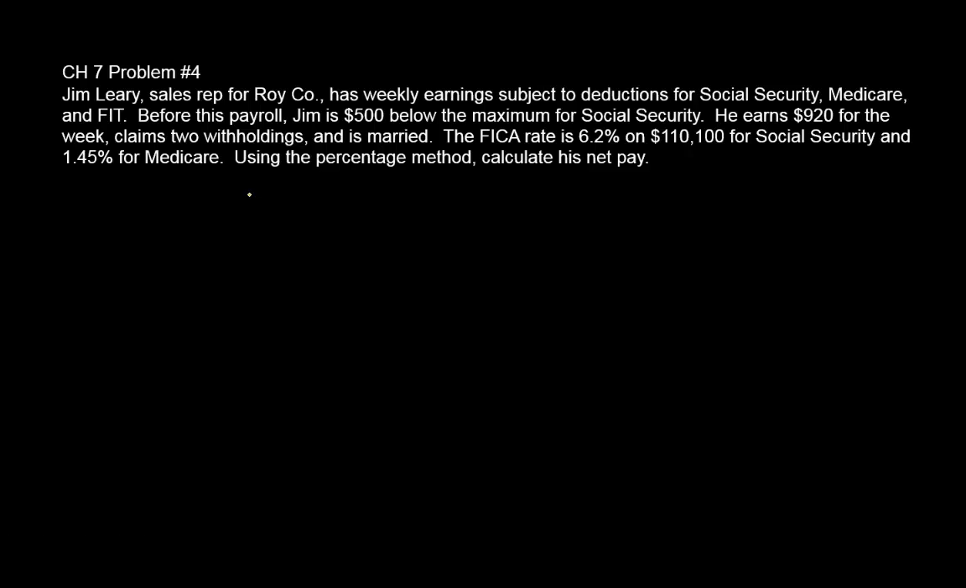So we're going to break this problem into 3 parts. First, we're going to look at Social Security. Key things to note here are that Jim is $500 below the maximum for Social Security. What this means is that any amount he earns in excess of $500 will not be taxed. So we note that he's made $920 for this week, but only $500 of that $920 is taxable. So we're going to take $500 times the Social Security rate of 6.2%, which is 0.062 in decimal format, and that'll give us $31 for Social Security tax deductions.